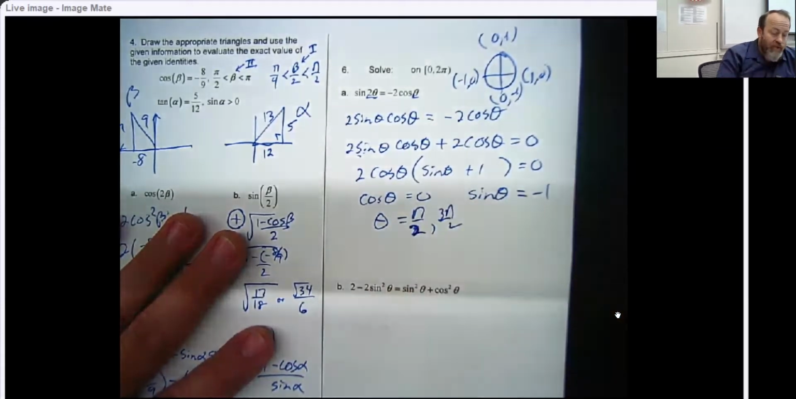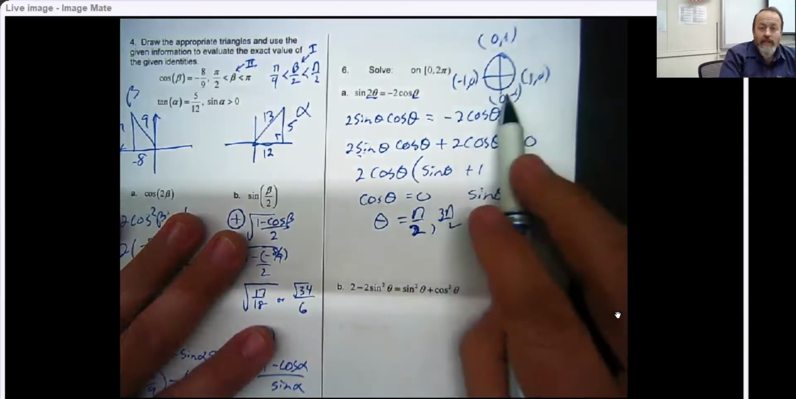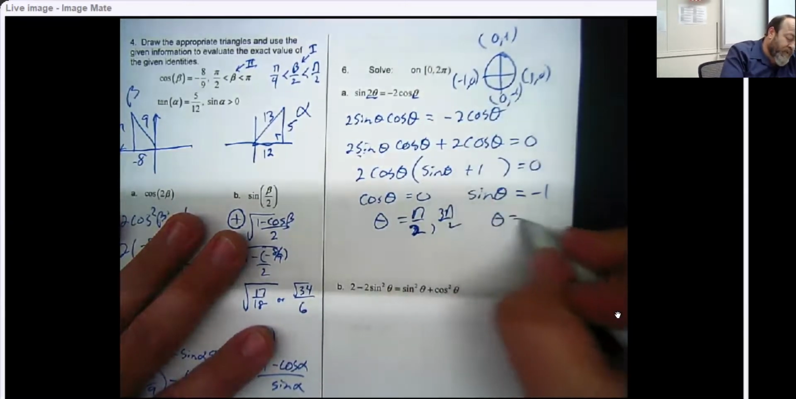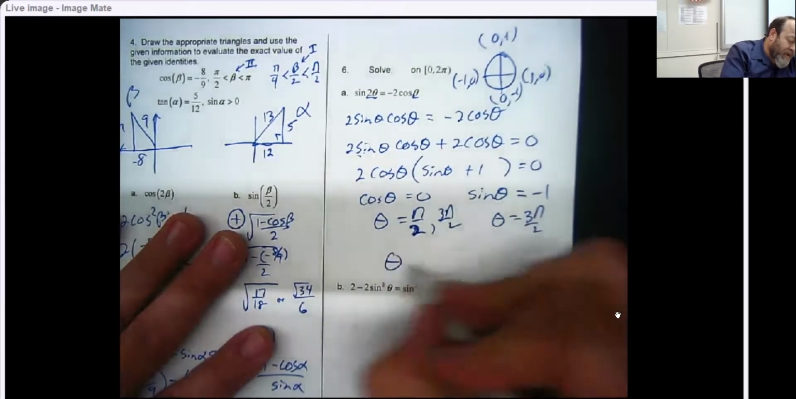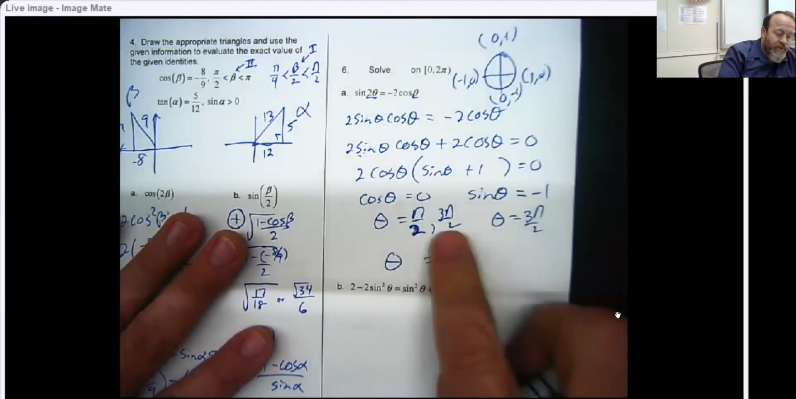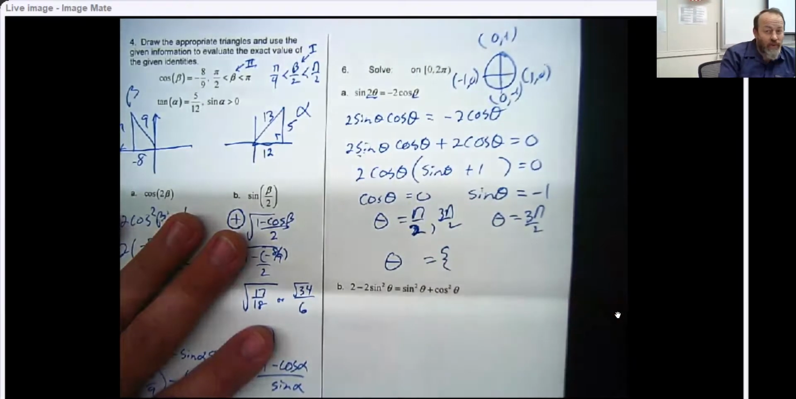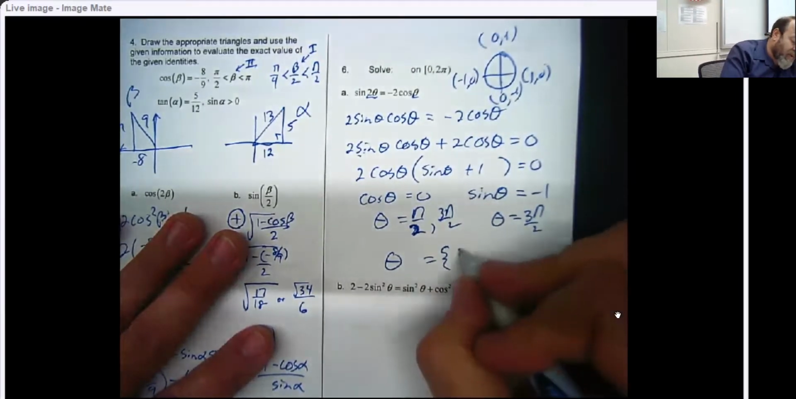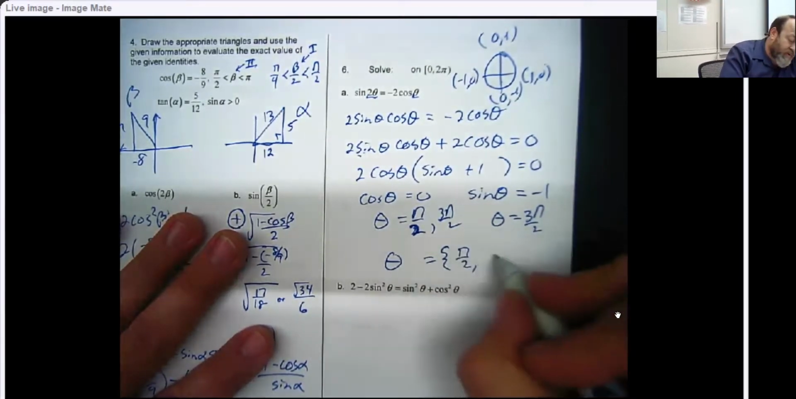And then when the sine, which is the y value, is negative 1, down here, that happens at 3 pi over 2. And so if you're going to make a list of answers, you'll notice that we have the same answer twice. So we don't bother to list it twice. We're just going to say, hey, that happened at pi over 2 and 3 pi over 2.